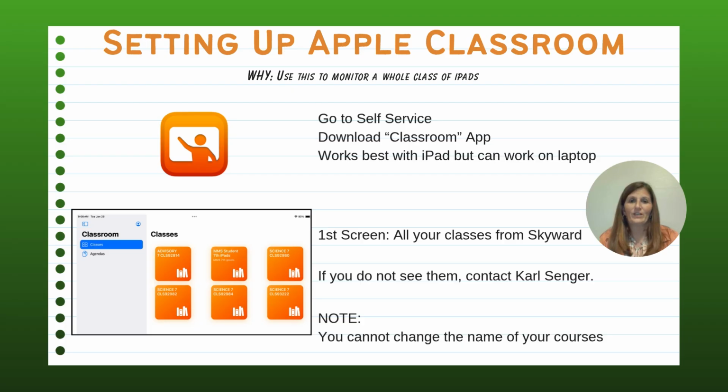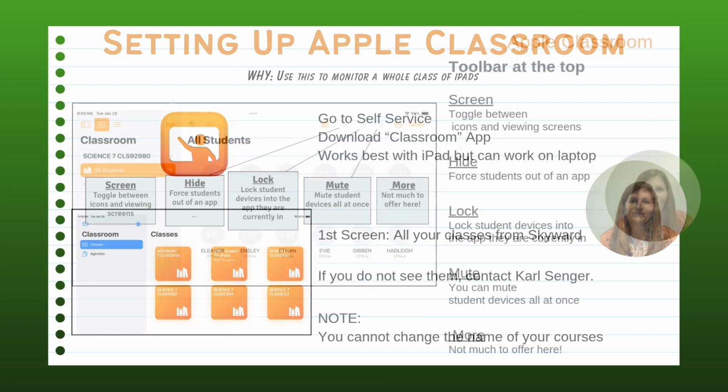On your first screen, you're going to see all your classes that you have in Skyward. If you don't see them, you will need to contact Carl Singer, who is in the technology department. Just so you know, you cannot change the name of any of the courses.